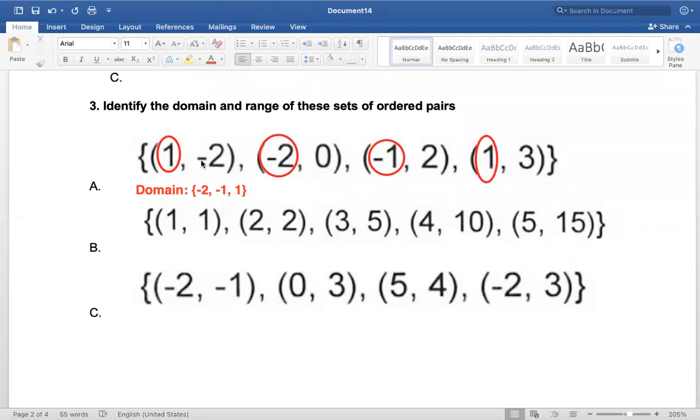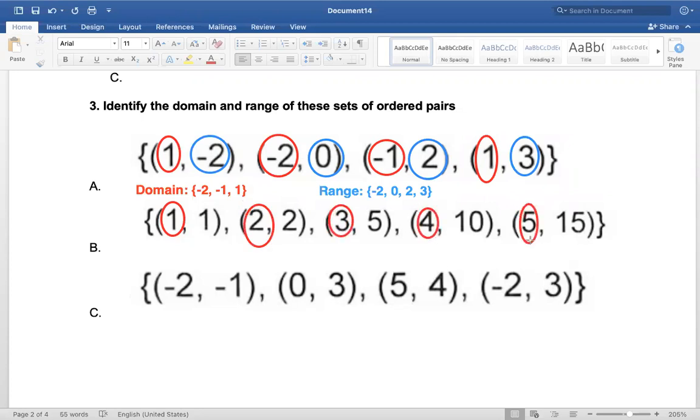And now range is those second numbers. So that's going to be -2, 0, 2, 3. And then we just do that for each set. 1, 2, 3, 4, 5. That was already in order. There were no repeats, so I can just write it out as it is.